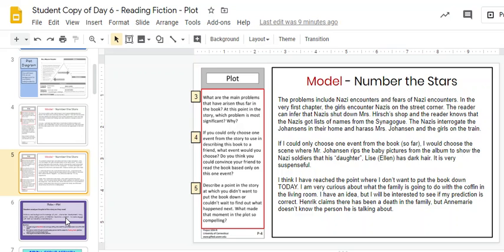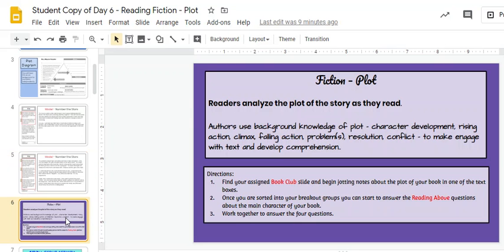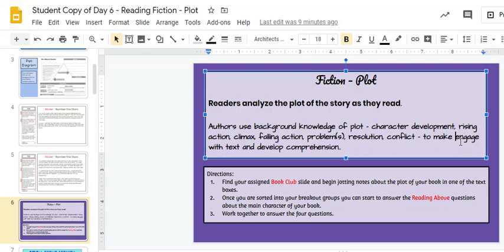Okay, so here are the objectives. So fiction, plot. Readers analyze the plot of a story as they read. Authors use background knowledge of plot, character development, rising action, climax, falling action, problems, resolution, and conflict to make readers engage with text and develop comprehension. Let me fix that. It should just say to engage.